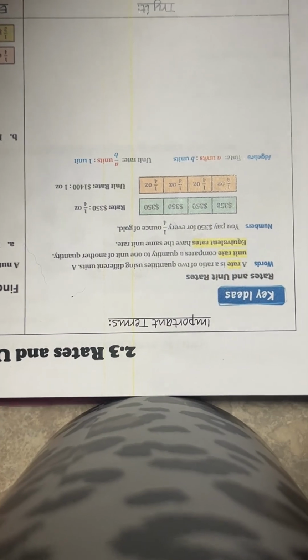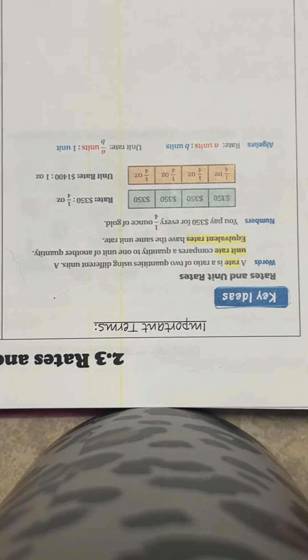So go ahead and get these notes out in front of you, and we're going to start talking about rates and unit rates. Okay, remember that we are in the chapter discussing ratios, and with that we can also use a ratio to describe something called a rate and a unit rate. So let's look at this key idea here.